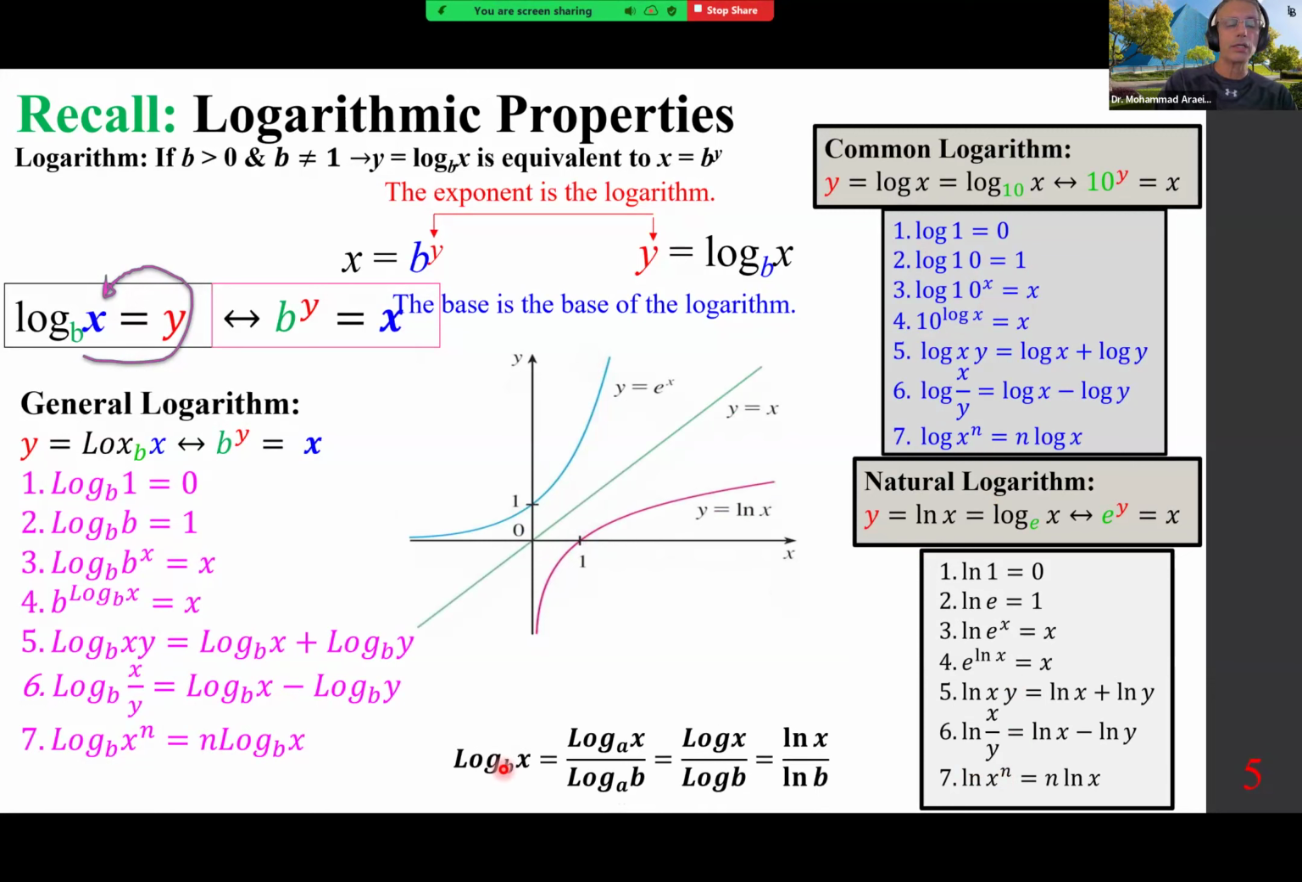Also, log x base b, we can use the change of base formula and write log x base a over log b base a.